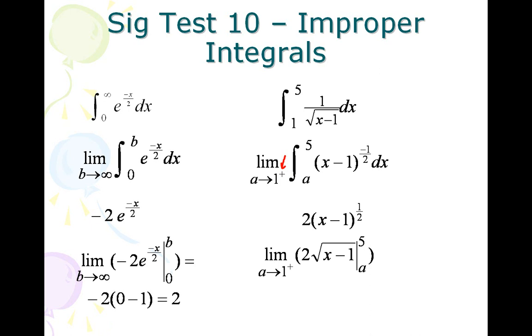Again, I'm going to evaluate it. So it's going to be going from a to 5. I plug in 5 first, and I get 2 times the square root of 4. Then minus, and I plug in the a value, which is 1. 1 minus 1 is 0. So I get 2 times the square root of 4. That's 2 times 2, which is equal to 4.